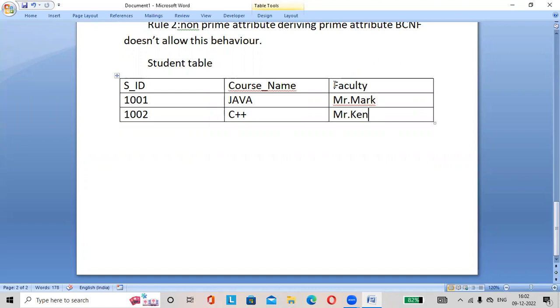What does third normal form state? Rule 1: it must be in second normal form. Then next, there should be no transitive dependencies. Here there are no transitive dependencies. So it is satisfying all three rules, yes or no? Yes, ma'am.